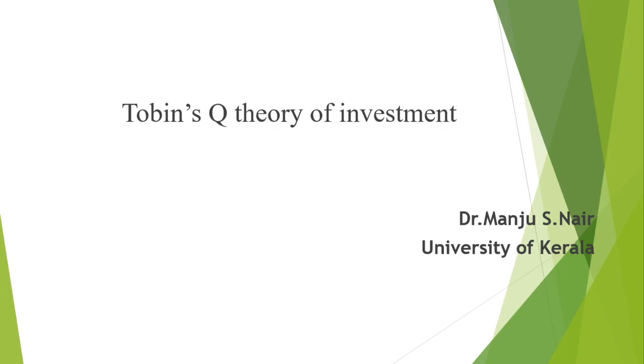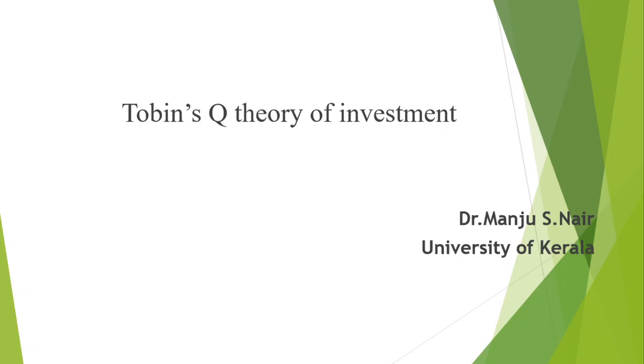So, dear students, today we will discuss Tobin's Q theory of investment. As you know, theories of investment deal with the factors that determine the rate of investment in an economy. There are different theories of investment, including the Keynesian theory, which we discussed in the last class, that's the marginal efficiency of capital. Then we also have the neoclassical theory of investment, the accelerator theory of investment, and Tobin's Q theory of investment.